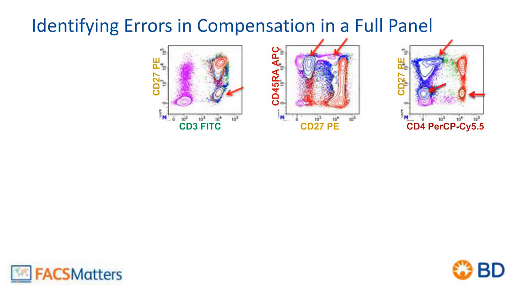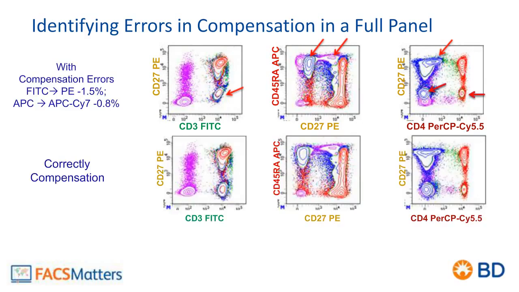So this is just an example I want to give you. We used this in the last webinar, showing you a multicolor panel, and you can see lots of different interesting little populations that you might care about. But in this case, we know that there were compensation errors. We introduced them into the system. So in particular, if you look at the middle panel, the error, you see a population in blue coming off of a dim CD27 population, and it's gone when it's correctly compensated.